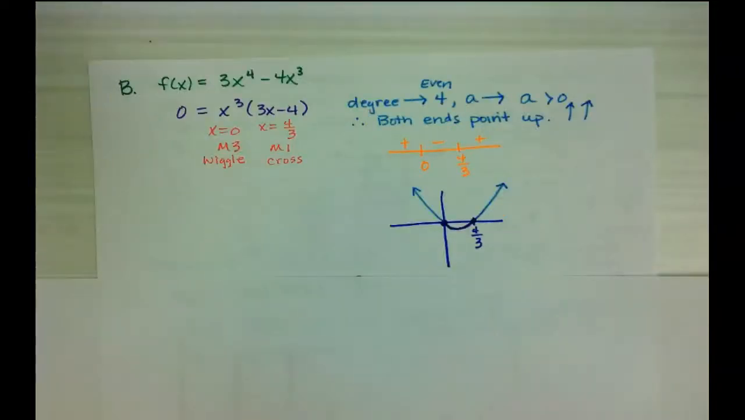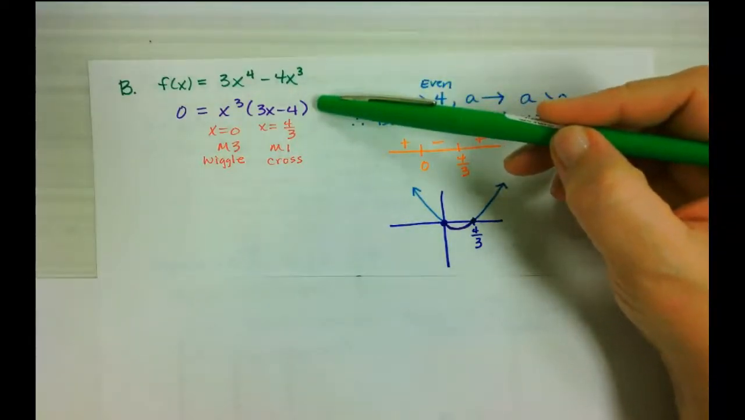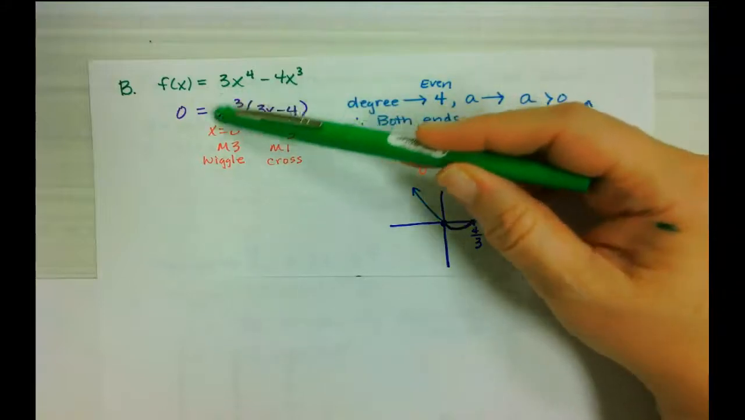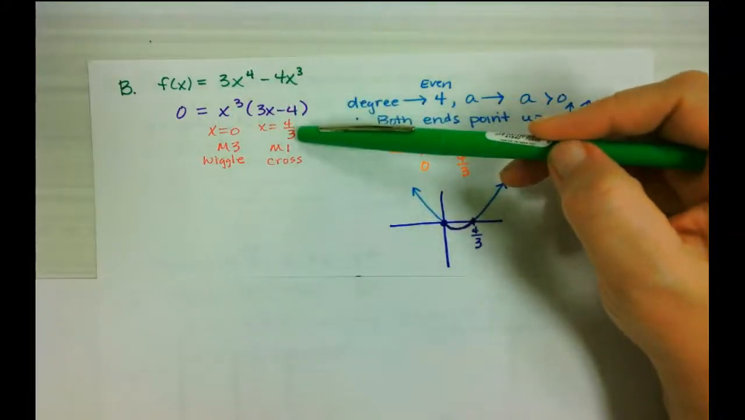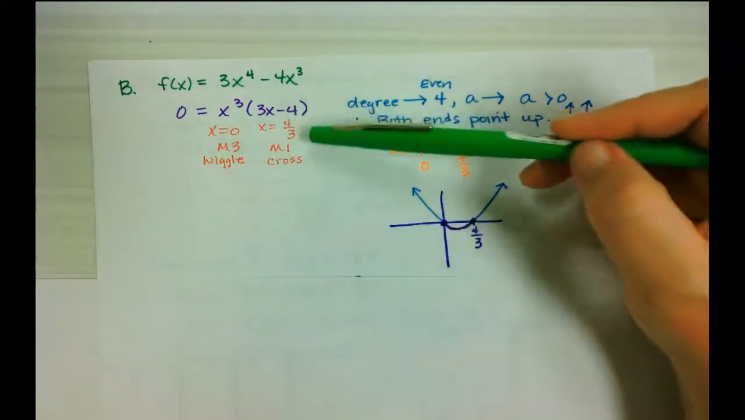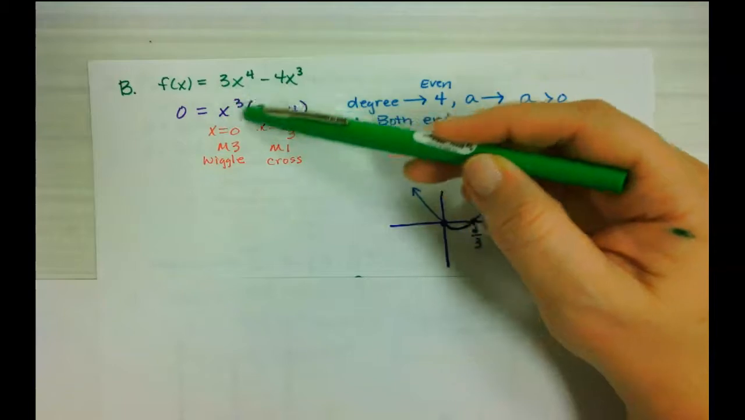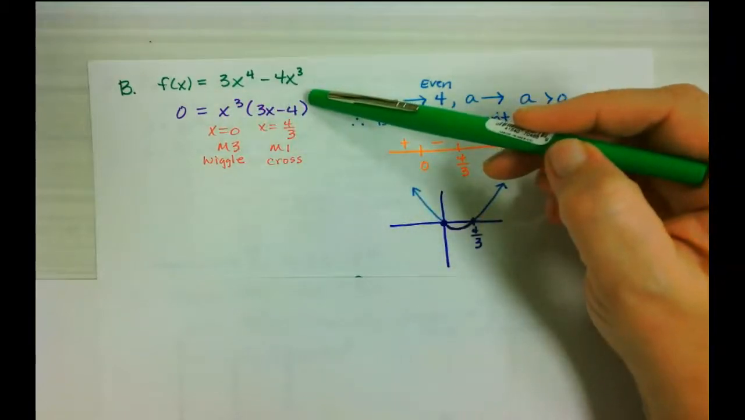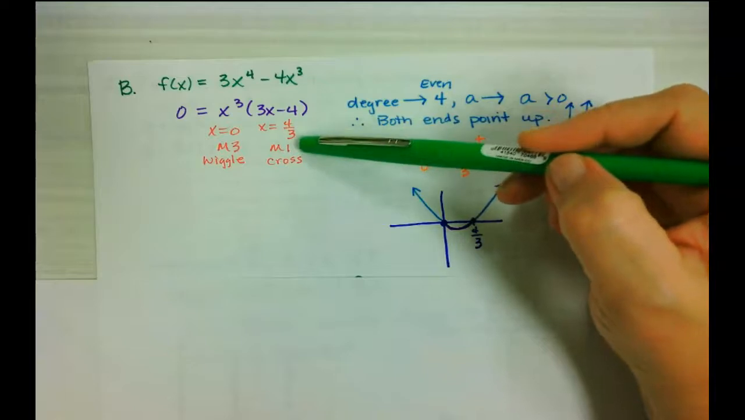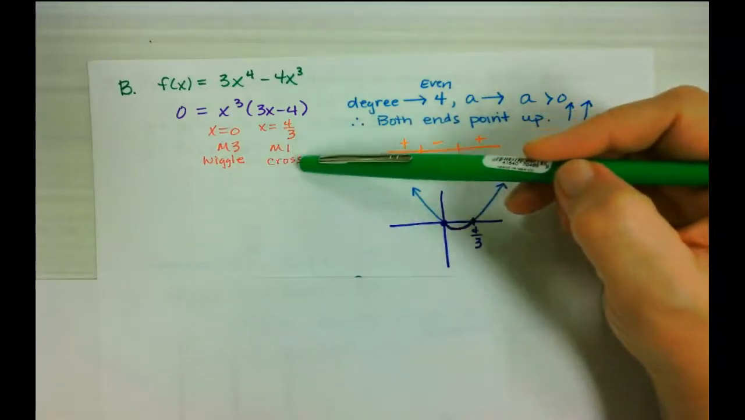So on question B, it's f of x equals 3x to the 4th minus 4x cubed. So again, I factor, and that means I have a root at x equals 0 and a root at x equals 4 over 3. Notice the notation. It's not just a 0 and a 4 over 3. You need to identify what it is you're doing. So the power on 0 is 3, so that's a multiplicity of 3. The power on this binomial is 1, so that's a multiplicity of 1. So power of 3 means it's going to wiggle, and power of 1 means it's going to cross.